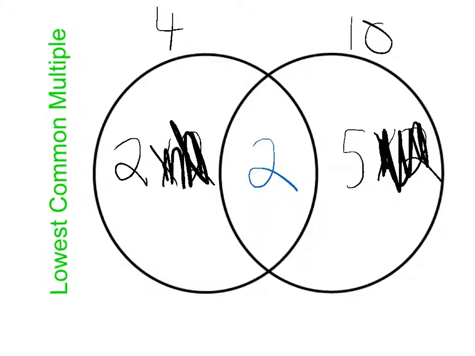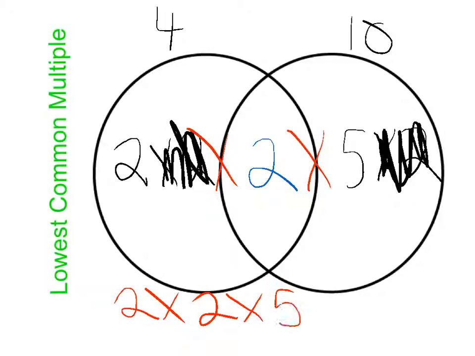So now what I'm going to do is multiply what's left together. So I have 2 times 2 times 5, and 2 times 2 times 5 gives me an LCM, or lowest common multiple, of 20. So here are some really handy strategies that you can use to find lowest common multiples, and hopefully they help you out.